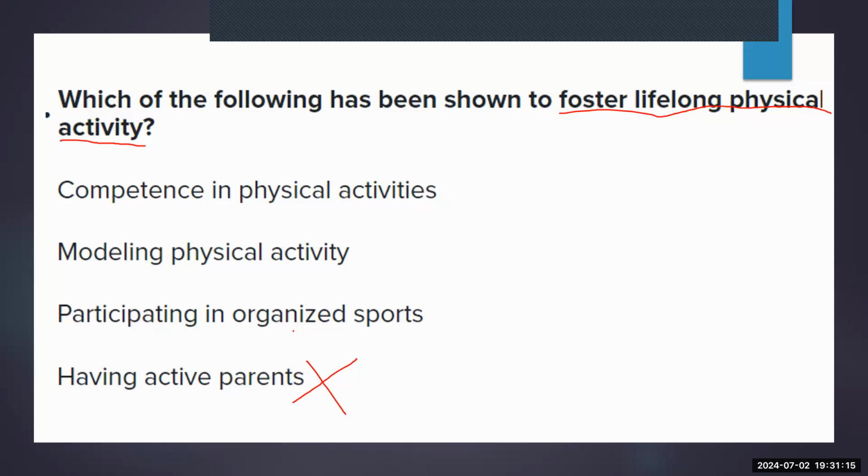What about participating in organized sports? What do we think of that answer choice? I think it will be right. You like that one? Yes. All right. So I'm gonna go ahead and move forward. How about modeling physical activity? Maybe. All right. So if we show our students how to be physical, they're gonna foster a lifelong love for being physical. Does it work just for us to model it?